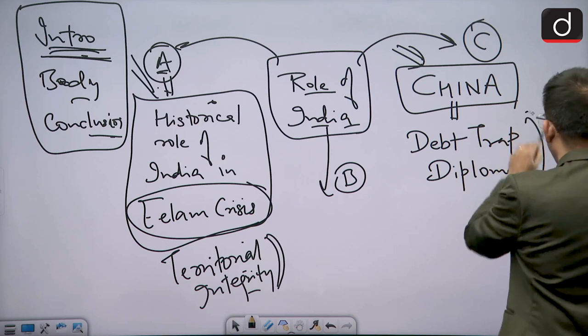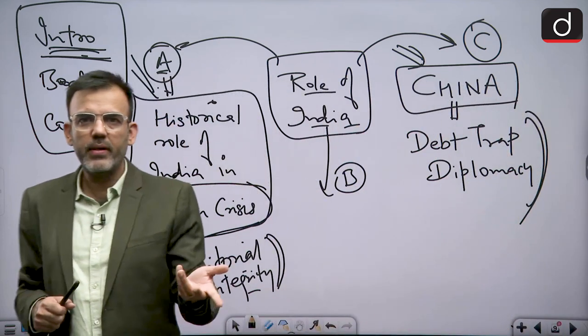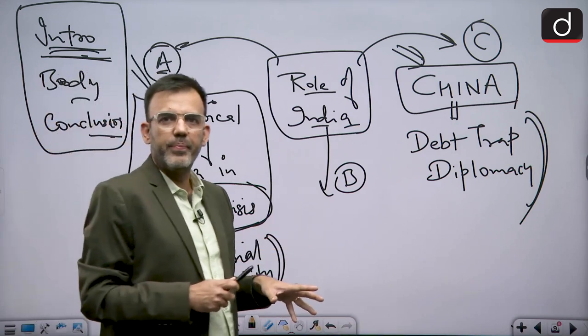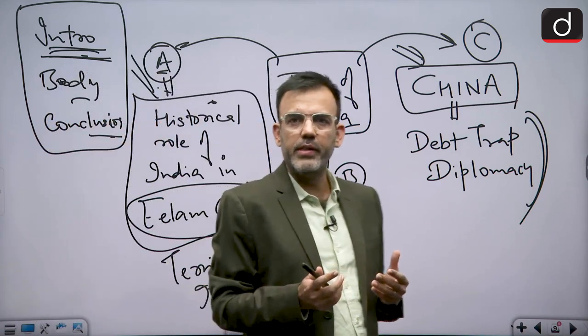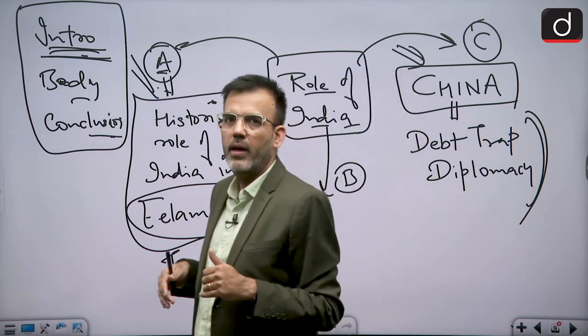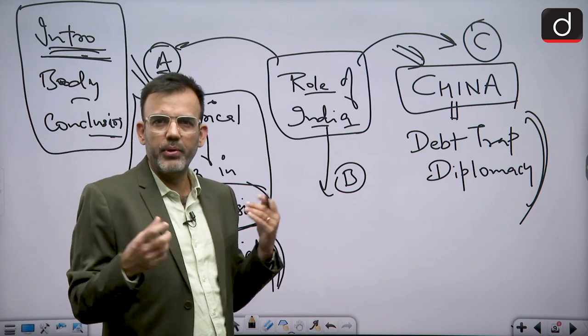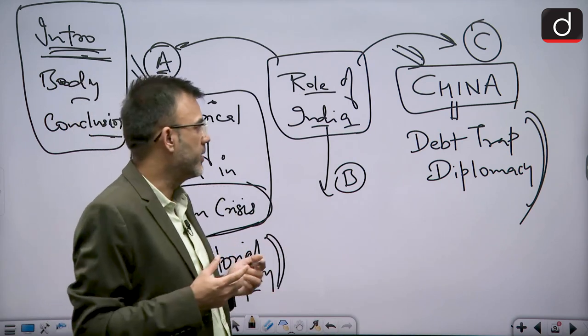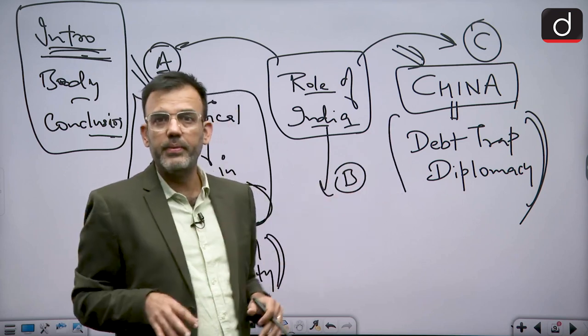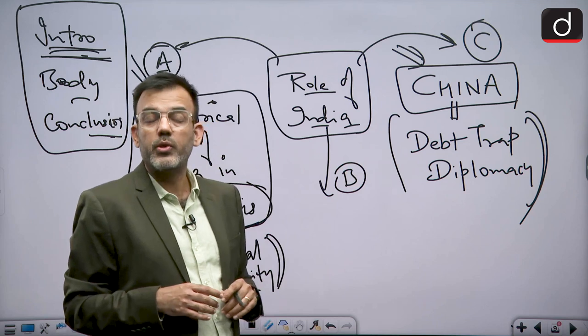Debt trap diplomacy. It is helping, but it keeps trapping in debt, because of this Belt and Road Initiative and the huge deep pockets of China, which it was utilizing in Sri Lanka also, getting all the ports and the strategically important locations. Put up their army there. So, this debt trap diplomacy is quite evident.